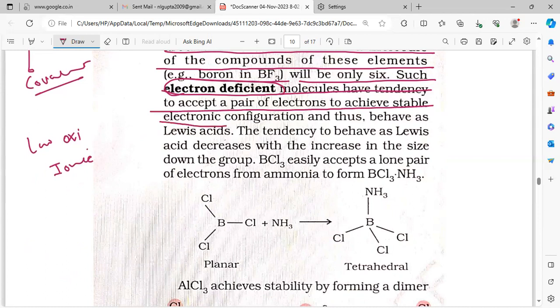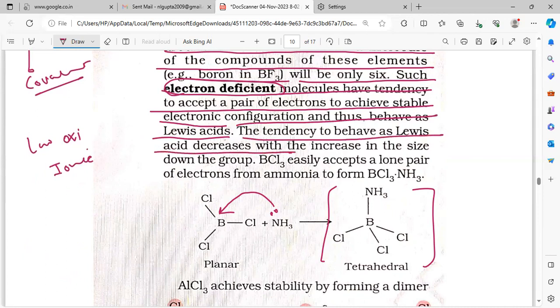So what is happening? BCl3 is there. Here ammonia is having a lone pair of electrons. It donates it, so it forms this tetrahedral, stable octet configuration, and thus behaves as a Lewis acid. The tendency to behave as a Lewis acid decreases with increase in size down the group. Why? If you are moving down the group, the tendency to accept a lone pair of electrons will decrease, so the acidic strength also decreases.